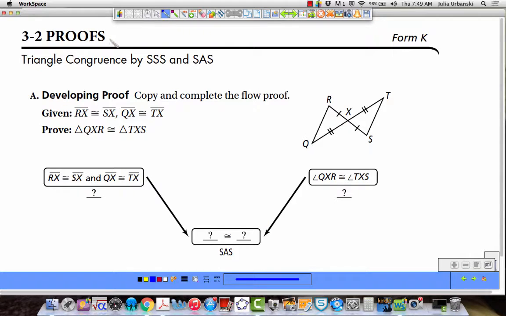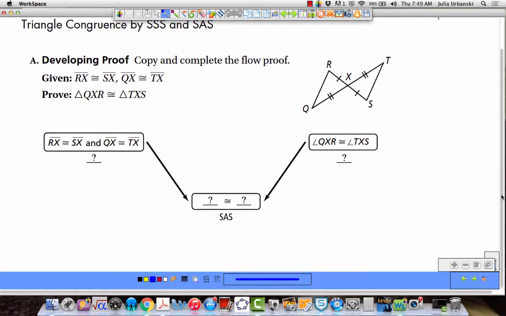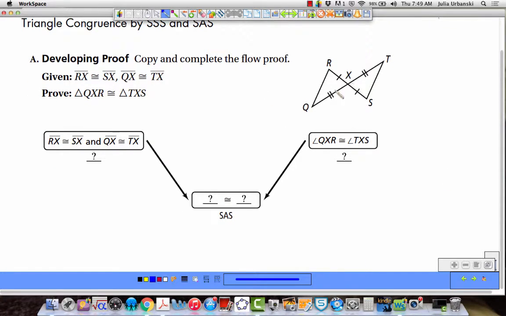So for the 3-2 proofs, look at this, please. And I asked you to think about what do you notice in here? What do you notice? Anything you see? Vertical angles. Vertical angles in there. What else do you see?